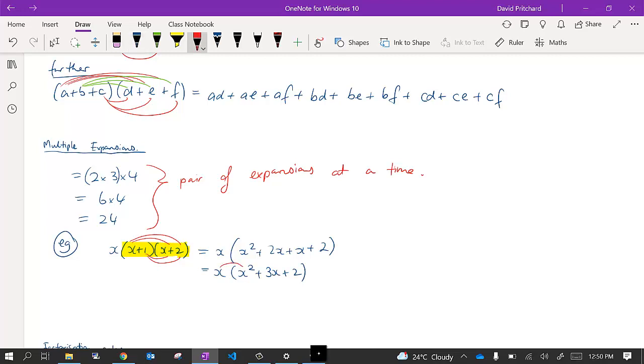So we can multiply x by each value within the bracket, and therefore we end up with x cubed, 3x squared, and 2x. So there's our full expansion. With multiple expansions, that's the only idea you have to maintain. Obviously, all our prior skills are still relevant, but if we complete 2 expansions at a time, we should be able to get to a point where we've got a logical and complete solution.